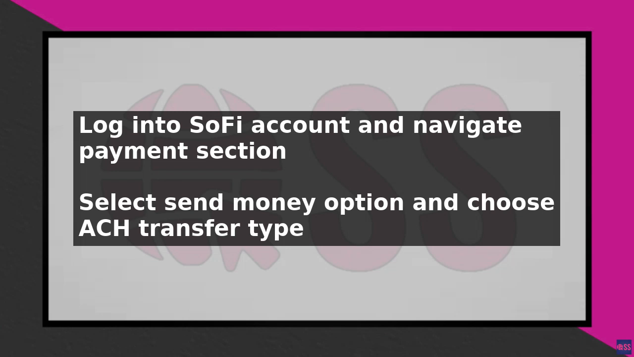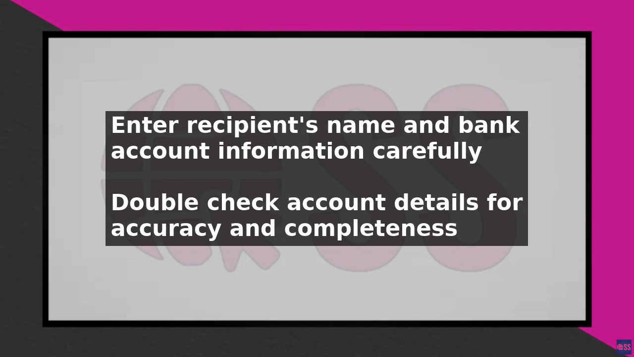Enter the recipient's name, bank account number, and routing number. Double-check the account information to ensure accuracy, as incorrect information may result in failed or delayed payments. Next, enter the payment amount and add a memo if needed. Review the transaction details to confirm everything is correct.